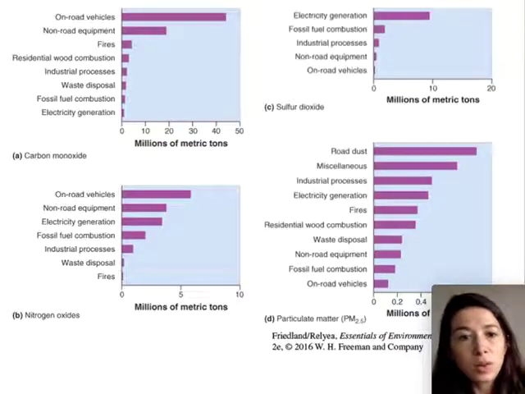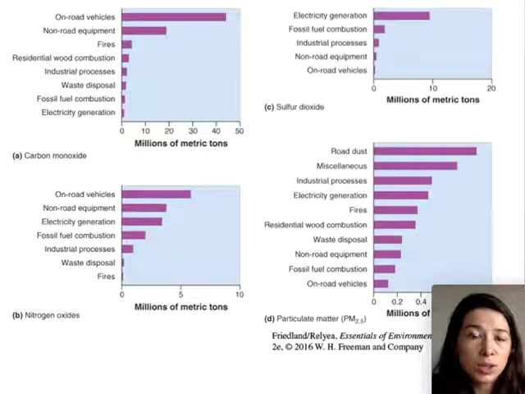So here are some measurements of the contributors to air pollution and the human activity that has contributed the most to specific kinds of primary pollutants. If we look at the top one or two activities, it looks like on-road vehicles, the burning of fossil fuels to drive our cars around, is a big primary pollutant source for carbon monoxide and nitrogen oxides. For sulfur dioxide, generating electricity is a big contributor. And for particulate matter, road dust, miscellaneous activities, industrial processes, etc.